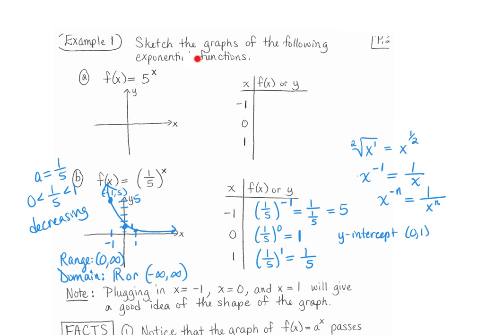We want to sketch the graph of f of x equals 5 to the x. Okay? Now, notice that I chose -1, 0, and 1 for x. That's what I tend to choose all the time to get an idea of what the graph looks like to the left and right of 0, of the origin. So, we need to determine what f of x is. So, what do I write here? When x is -1, what do I write for f of x?